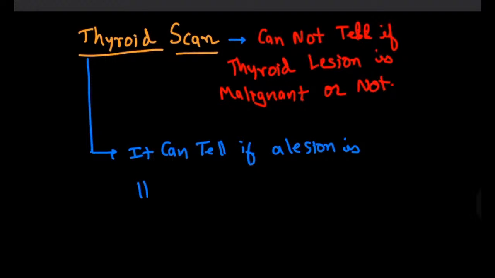is hyperactive or hypoactive. Are you understanding my point? So we cannot come to know whether this particular lesion is malignant or not. All we can come to know is whether this particular lesion has an increased activity or a reduced activity. That is what we come to know from a thyroid scan. So I hope you got this. This is a common misconception which the students have. So I hope that's out of the window now.